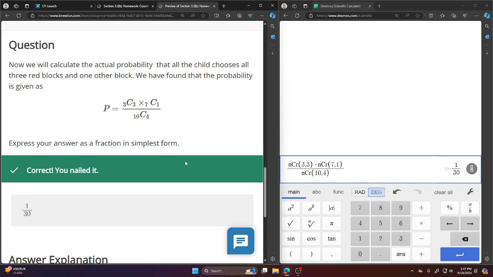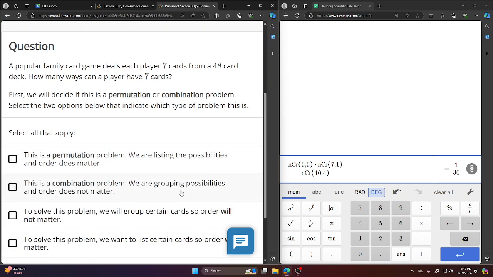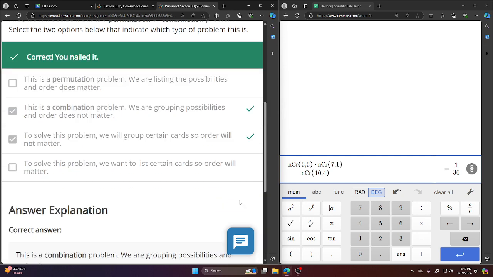All right, last question: is it a permutation or combination? A family card game has 7 players from a 48 card deck. How many different ways can a player have 7 cards? So you're holding your cards. Is order important? No, you're just holding them, right? As far as I know. So order not important, combination. We're good.